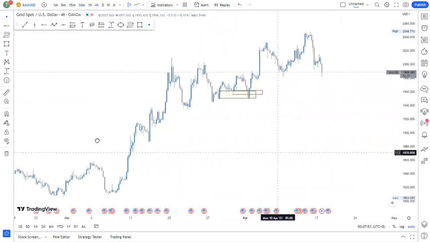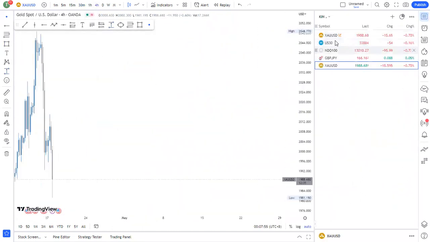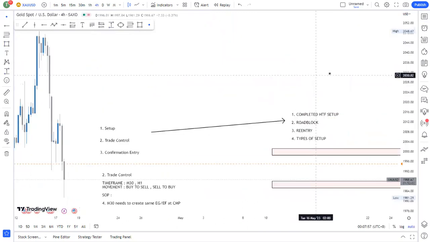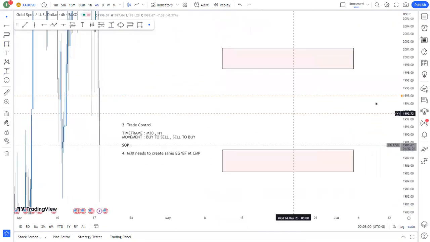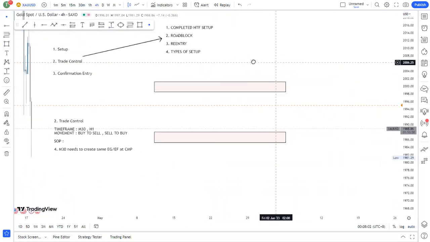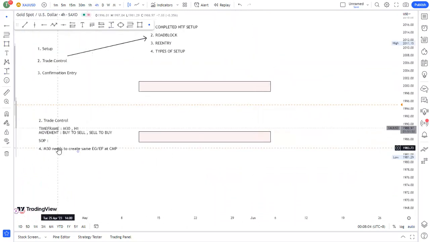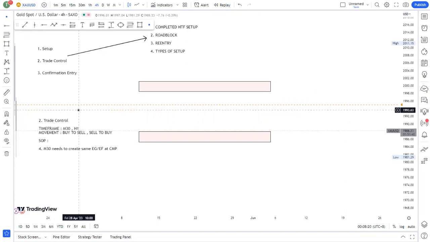Yeah, understood. So let's move to our notes again. Like I said before, entity needs to create same engulfing or engulfing fail at CMP. So I always tell this to my students that actually the chart is trying to speak to us. It's actually the chart is speaking to us.